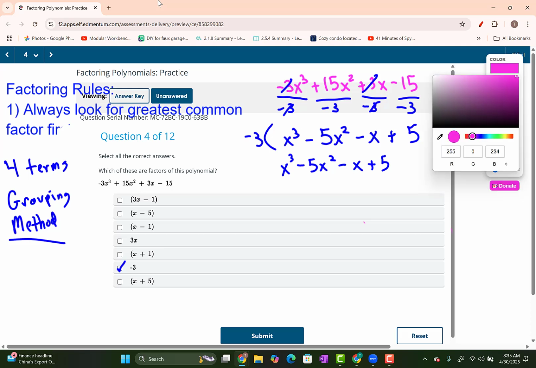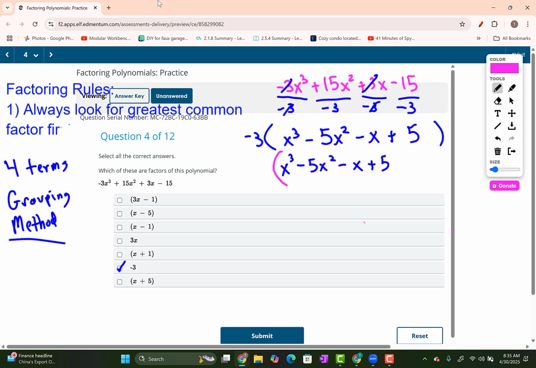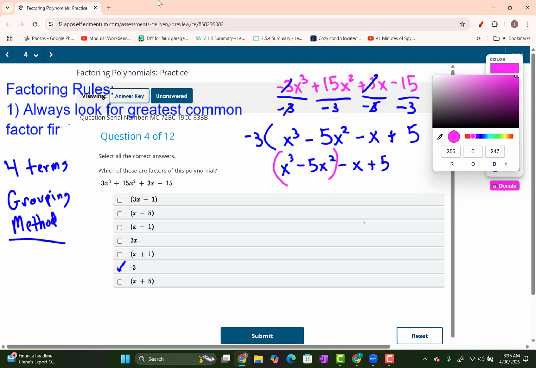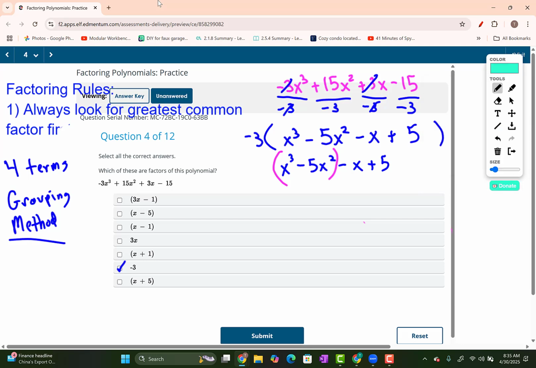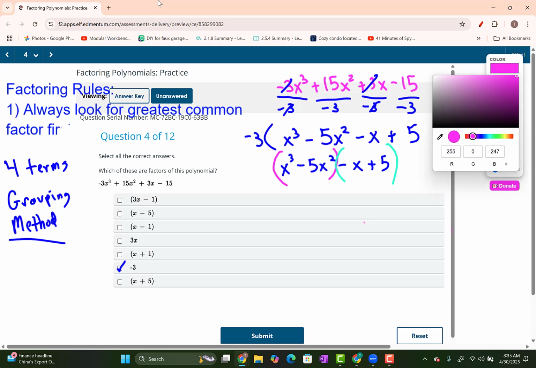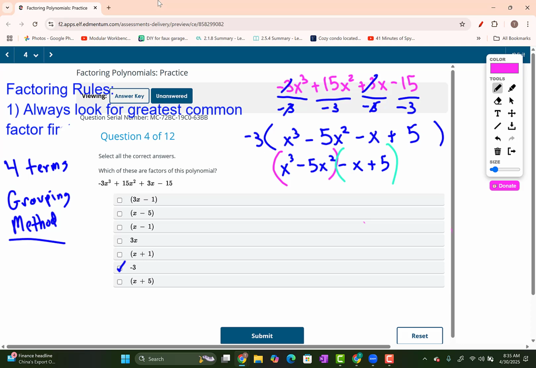So let's put those 4 terms into groups of 2 each. So we'll put these first 2 terms into a group. And then let's pick a different color. And then the second 2 terms in their own group. So those first 2 terms, what's the greatest common factor of those first 2 terms? You should recognize that each of the first 2 terms have an x squared. So we're going to factor out an x squared.